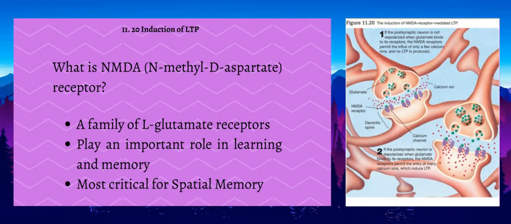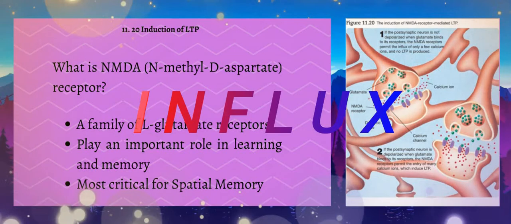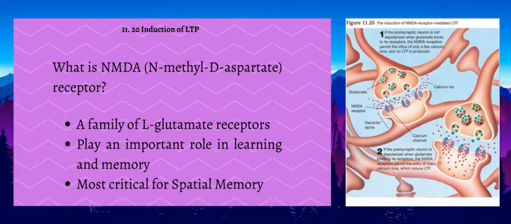Okay, when we say depolarization, it means that the neuron is more likely to fire an action potential. And when both conditions aren't met, the channel will not open in its maximal state, inhibiting the influx of calcium ions. Calcium ion influx will only occur if there is the co-occurrence of both presynaptic and postsynaptic neuron activity that will produce long-term potentiation.